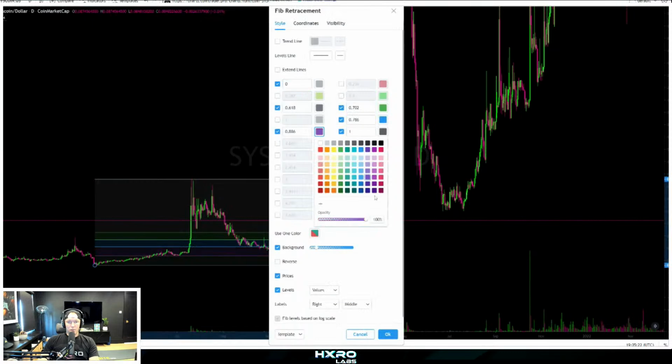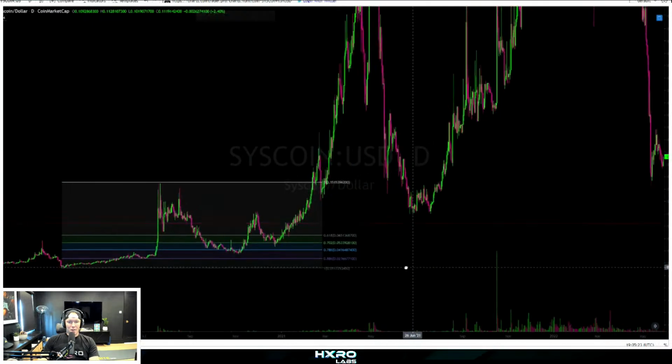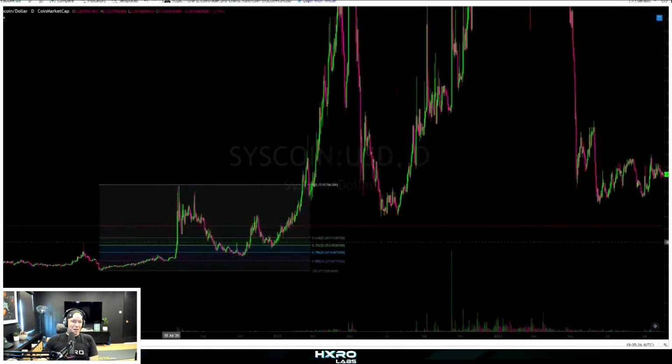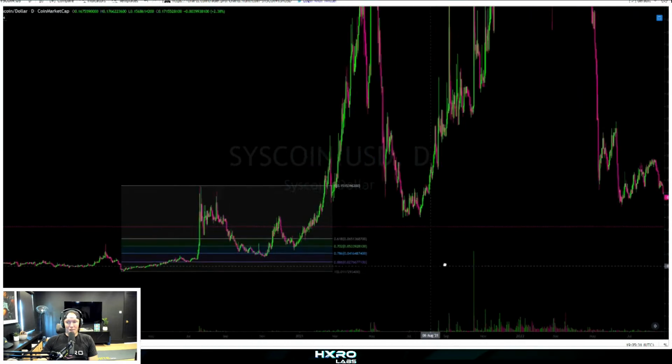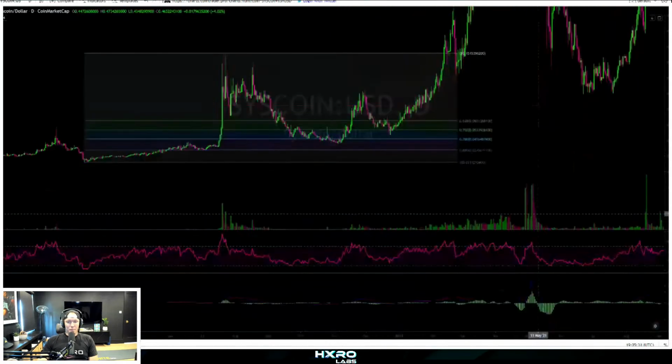purple. Close enough. So now I've got this tool where it's like, man, I can't believe I missed that pump. I'll keep an eye on it because I really like this coin. And if it comes into this reload zone, I want to get a piece.